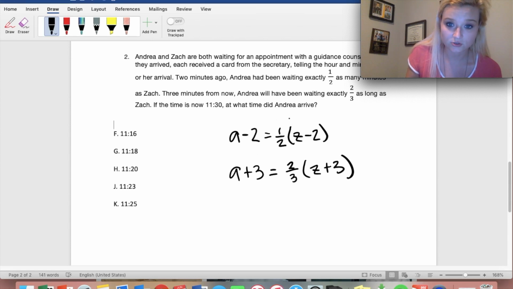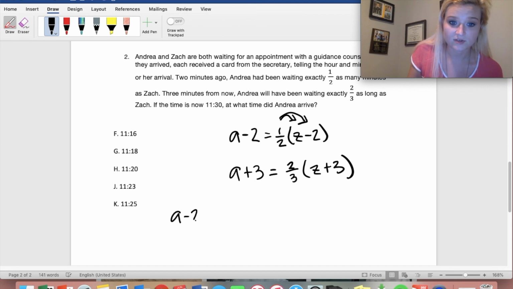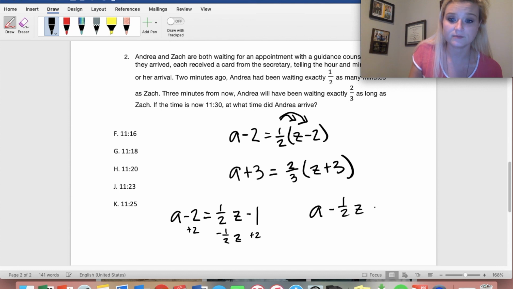So we're going to distribute this 1/2 to the z and to the -2. So that'll still give us a minus 2 on the left side, and then we'll have 1/2 z minus 2 times 1/2 is just 1. Then we're going to bring the z to the other side, so minus 1/2 z, and then we want to bring the -2 over to this side, so we're going to add it. That's going to give us a minus 1/2 z equals -1 plus 2 is positive 1. So there is the first equation that we're actually going to be working with.